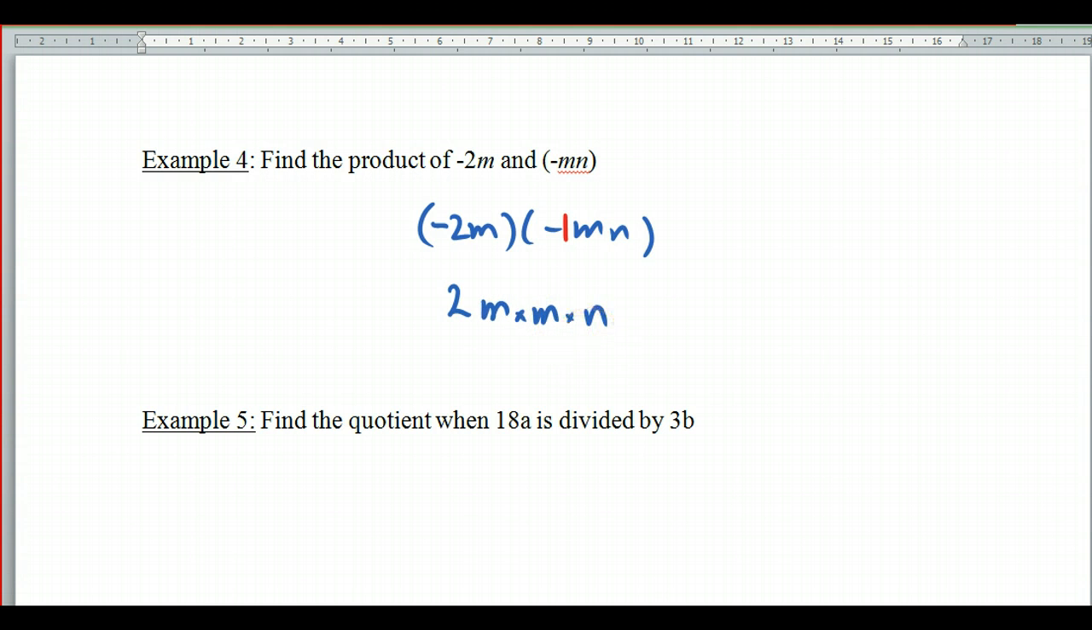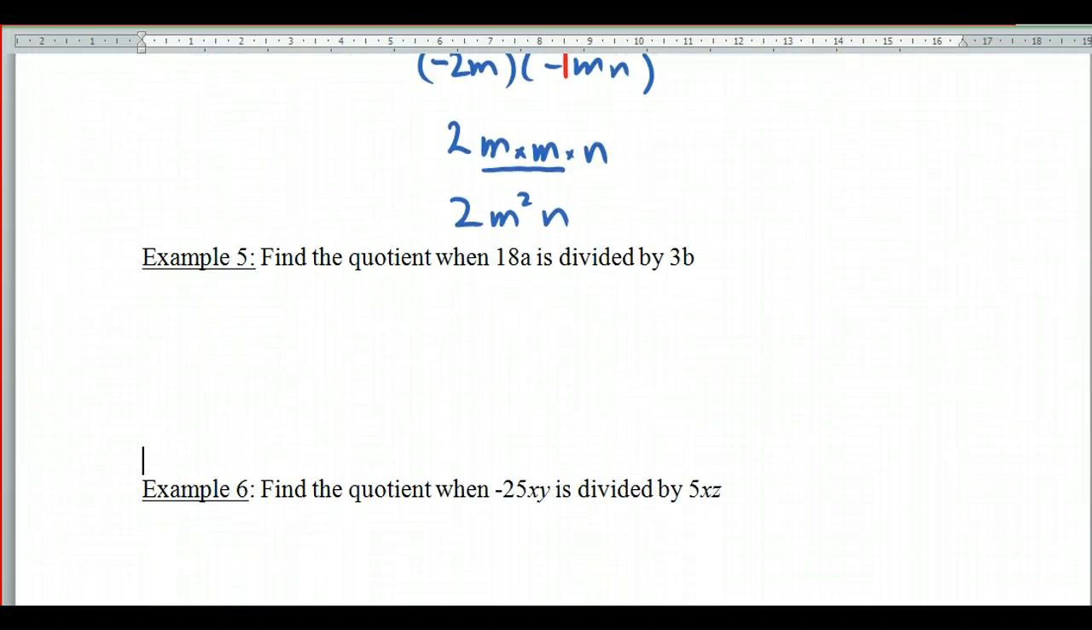But remember this little trick: when we have two variables like this multiplying each other, I can write it as, so m times m, you can write it as m squared. So I'm going to rewrite this a better way, saying 2m squared n. Okay, good.